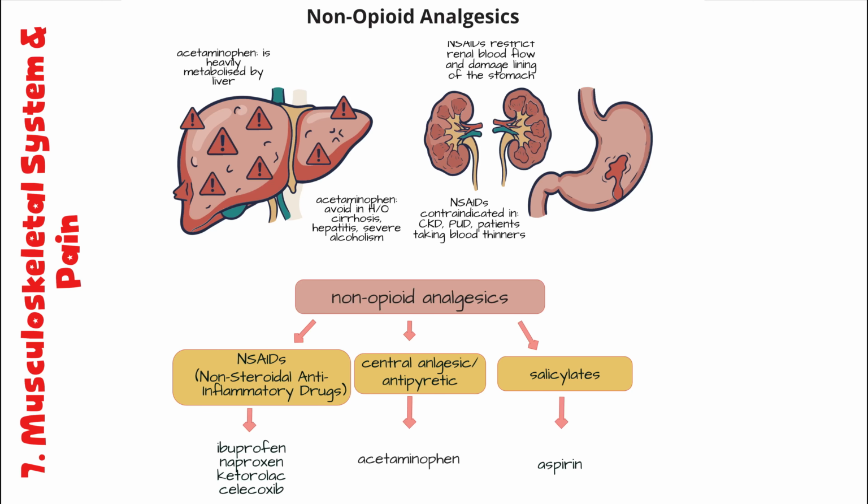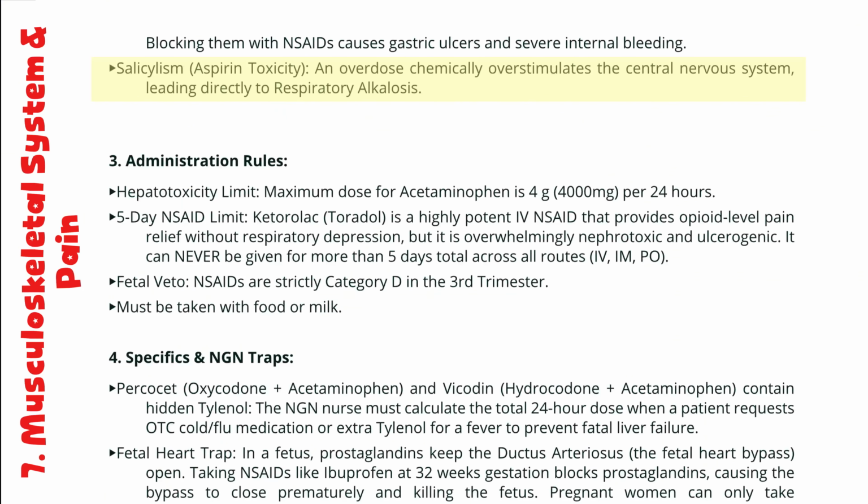Prostaglandins protect the stomach lining and help platelets clot. Block them with NSAIDs and you get gastric ulcers and internal bleeding. Aspirin overdose overstimulates the CNS straight into respiratory alkalosis. Acetaminophen caps at 4 grams in 24 hours. Ketorolac is IV strength NSAID pain relief, but never goes past 5 days total across every route.